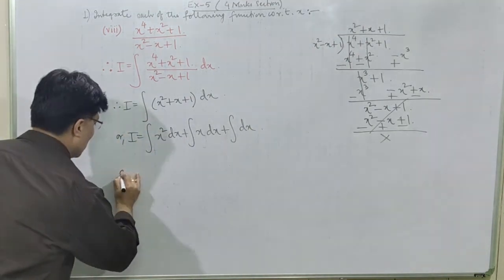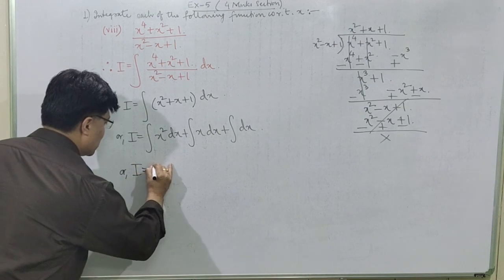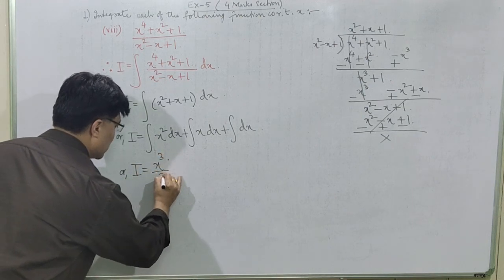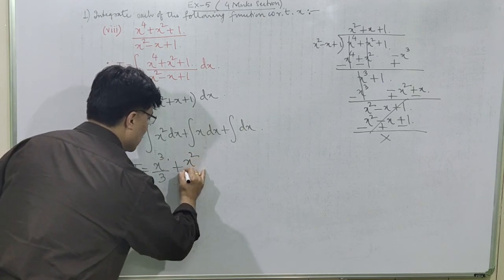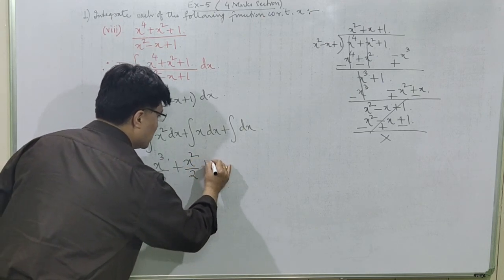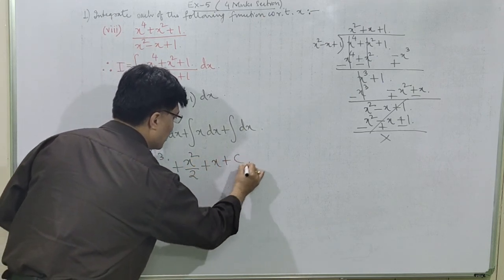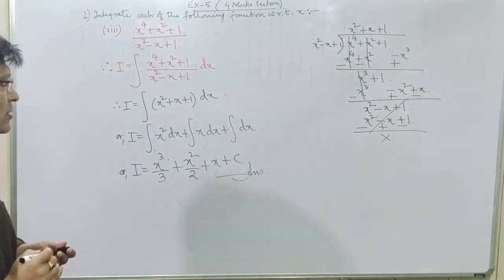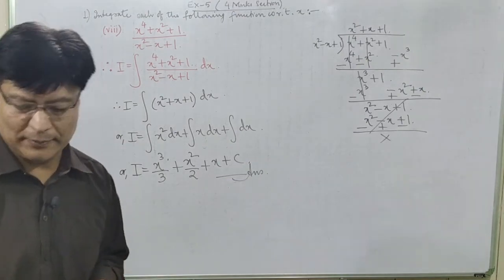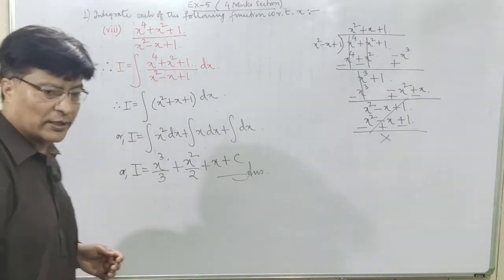Okay, so I is equal to, what is integration of x square? You know, this is x cubed by 3 plus, what is integration of x? x square by 2 plus, what is integral dx? x plus then c. So which is the required answer? So this is the final answer. Okay, so you can copy it. Now we'll do the next question.